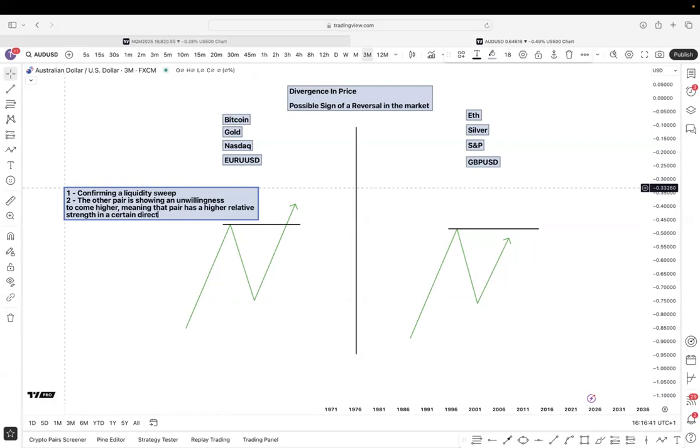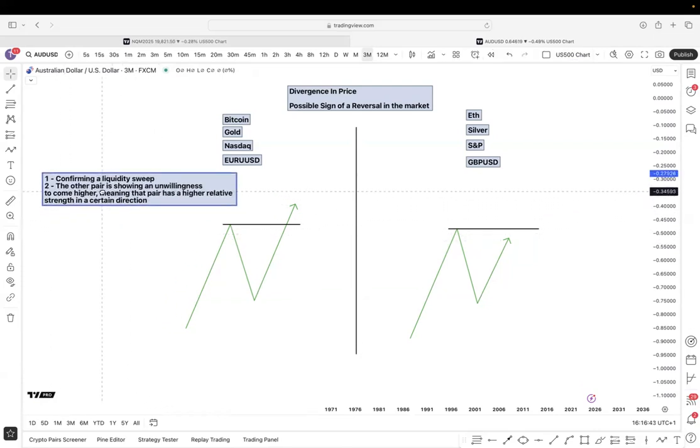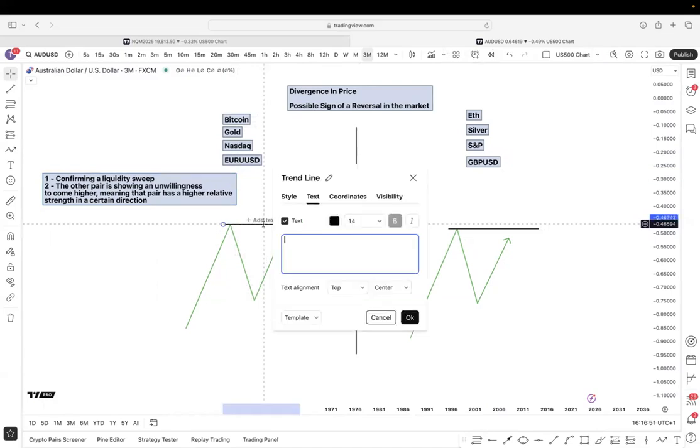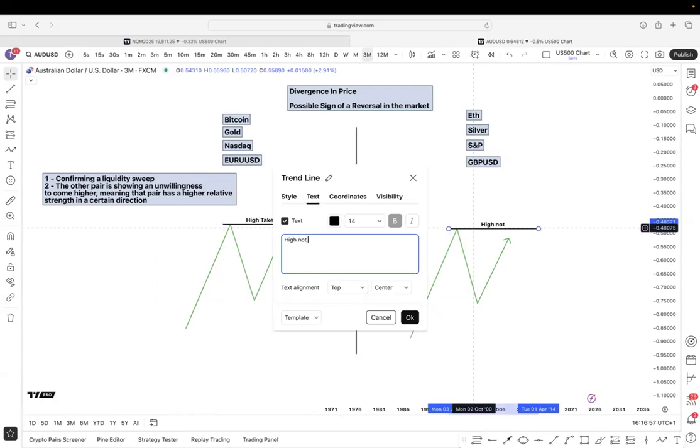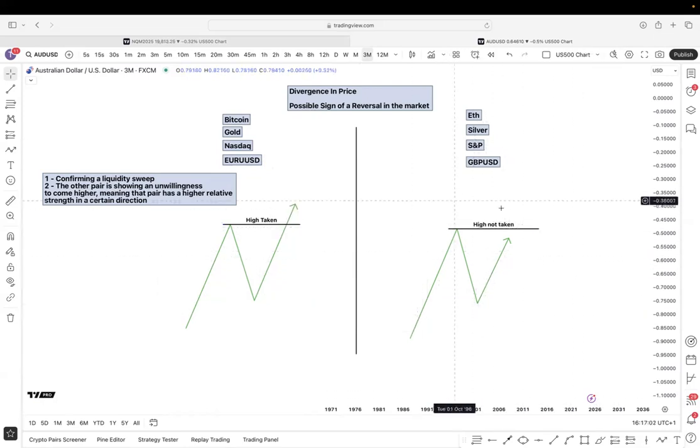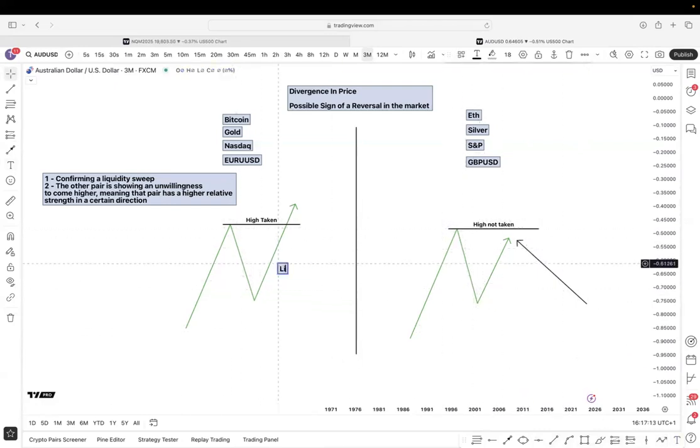So with that in mind, what we can basically gauge from seeing here is, over on this side, we have swept this high. The high has been taken. And over here, the high has not been taken. So this pair over here is showing an unwillingness to reach this particular high. So over here, you've got a liquidity sweep right here.